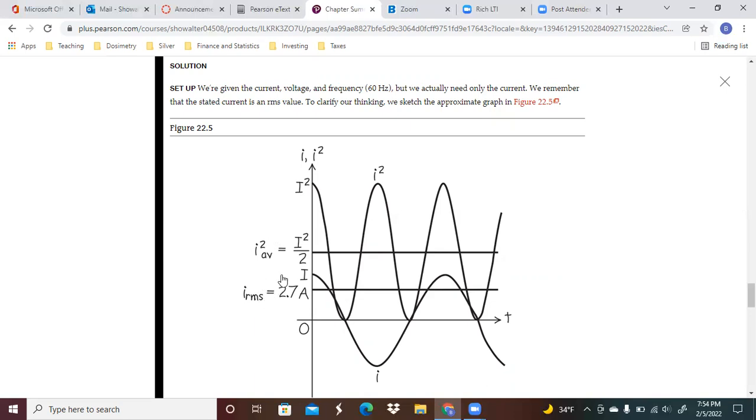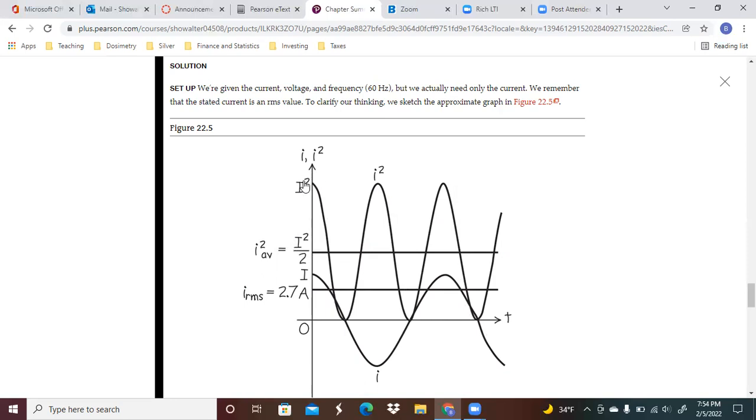Since we're given that particular value, if we are looking to find the average of the squared value, we take I squared and divide that by 2. And if we're looking to take the value of I and draw the square value of it, you can see that there are no numbers given here, but the idea is to take whatever this current is and square it. It's going to be much further up. And of course, it doesn't go below the axis of t, or time.